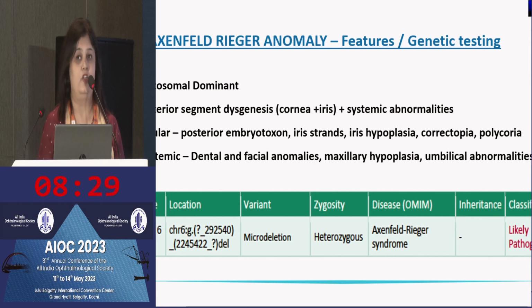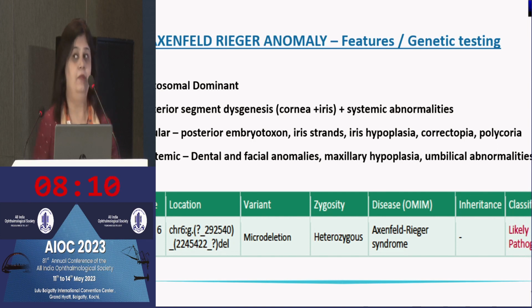So this is an autosomal dominant condition which involves anterior segment dysgenesis and systemic abnormalities, which include the ocular abnormalities of posterior embryotoxon, iris strands, iris hypoplasia, corectopia, polycoria, and the systemic dental, facial, and umbilical features.